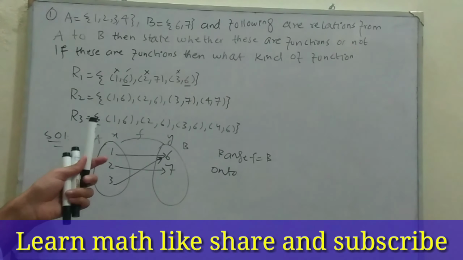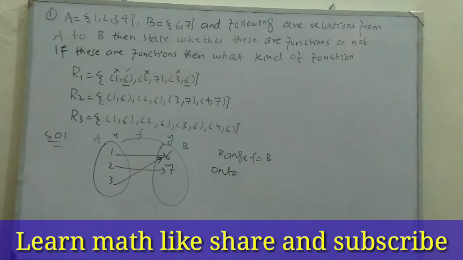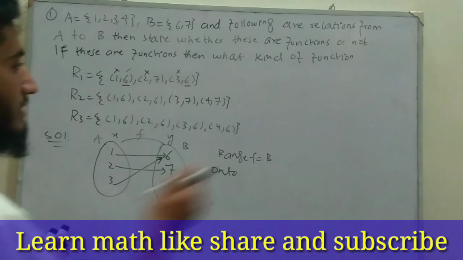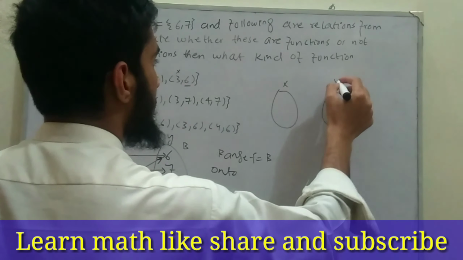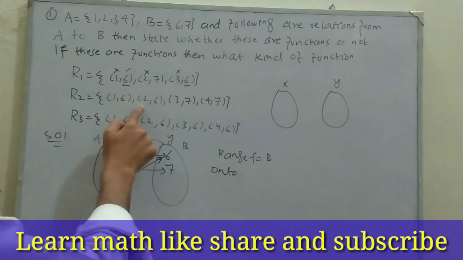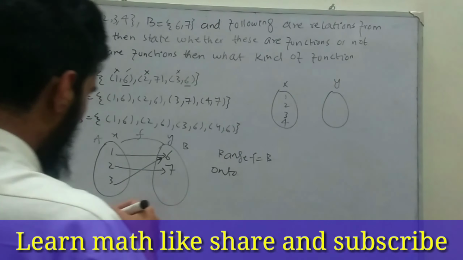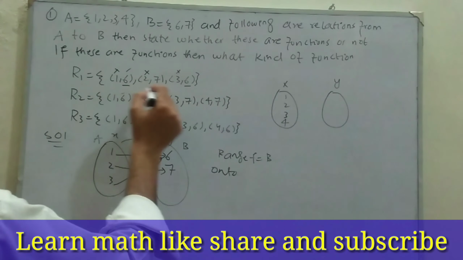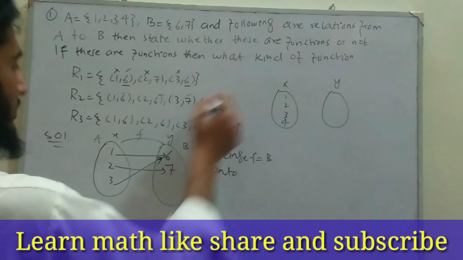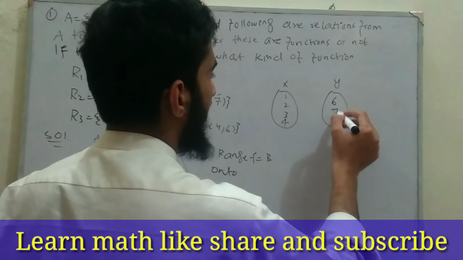Now we are going to find whether relation number 2 is a function. If it is a function, then what type of function it is. First we are going to draw just like this: x and y. In x we have 1, 2, 3 and 4. In y we have 6 and 7. Here 6 is repeated, so we will take a single 6, and 7 is also repeated, so we will take a single 7. So we can write 6 and 7.